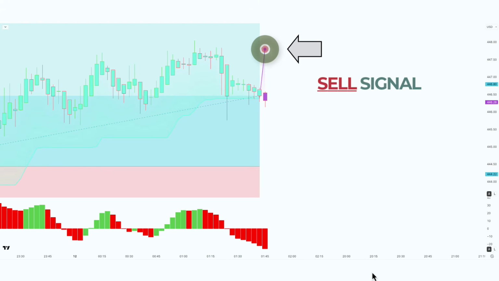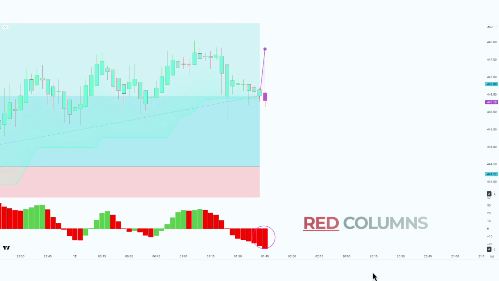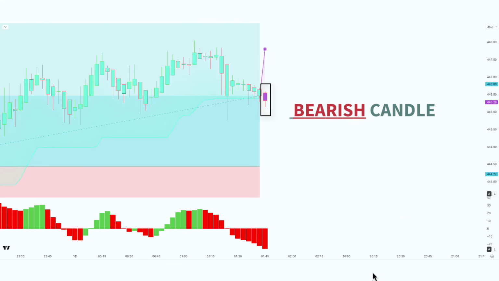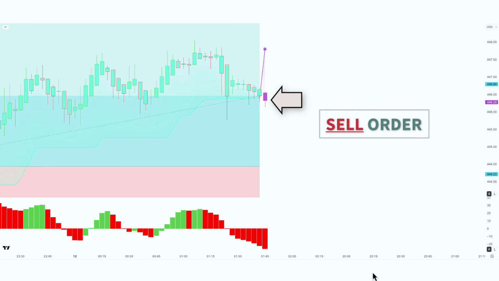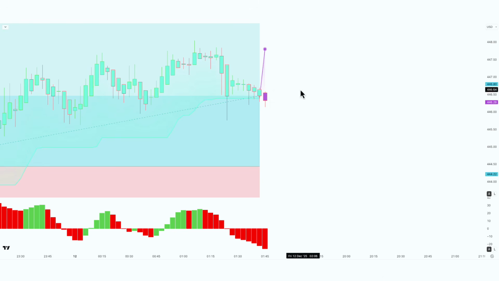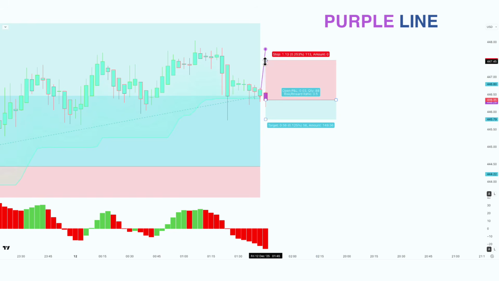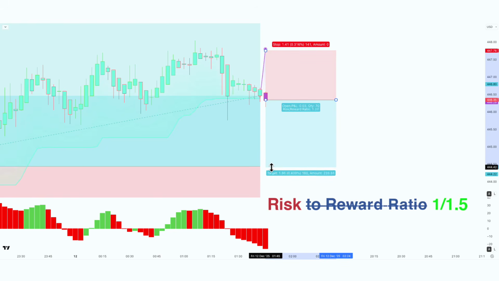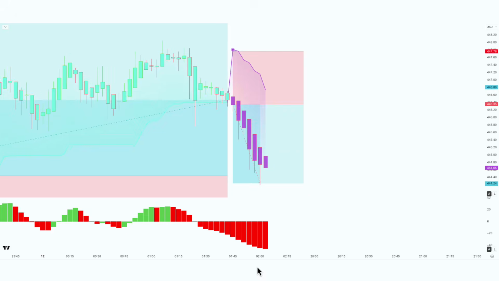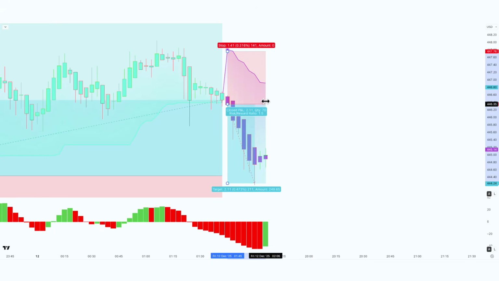Here, the ATR Supertrend circle of this indicator is a sell signal. Here, the Tighten Distance indicator shows red columns. Here, the market has made a bearish candle to give confirmation. So all our conditions are being fulfilled, so we are placing an order to sell. Our stop loss is to be placed at the purple line, and the risk-to-reward ratio will be 1:1.5. We have won the trade. Let's find the next trade.